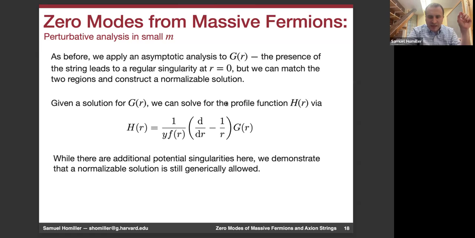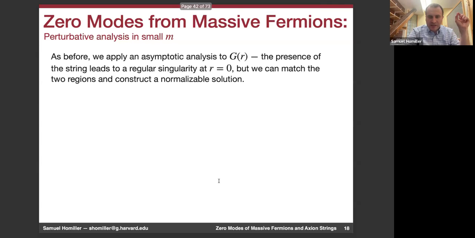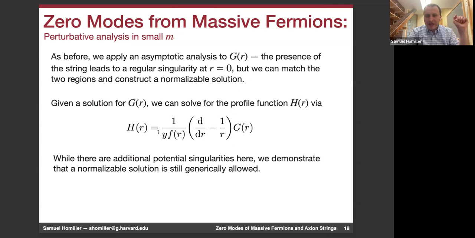And now that I have G, I look back at these equations and I can construct a solution for H by applying this. You might look at this and immediately get worried because I have a 1 over r here, another derivative, and f in the denominator. So it's not obvious that this whole thing isn't going to break down, that I won't run into some kind of singularity, and find an actual normalizable solution for H. But we demonstrated in our paper that if you just examine these, yeah, sorry, go ahead.